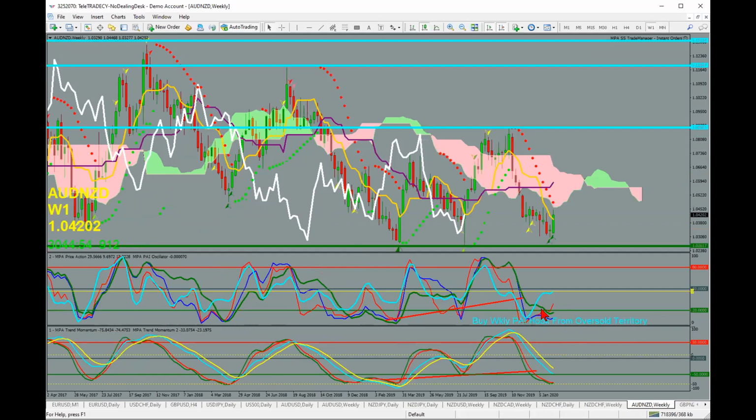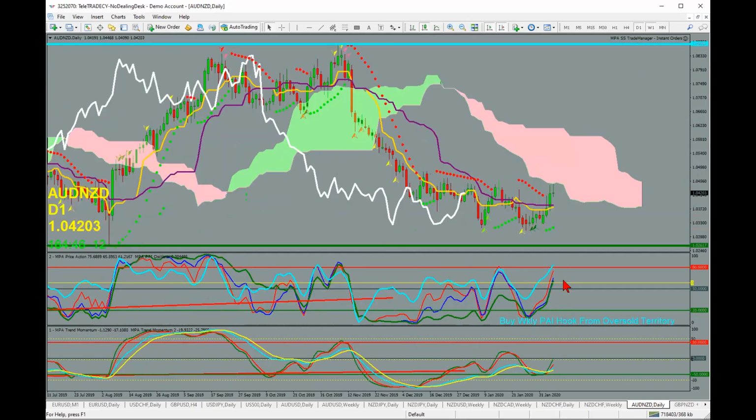But what do we see now? The weekly's hooking and crossing. So what does that say about the daily? The daily is going to give us several more days of upside pressure, and notice price is going to run into the cloud. How cool is that?